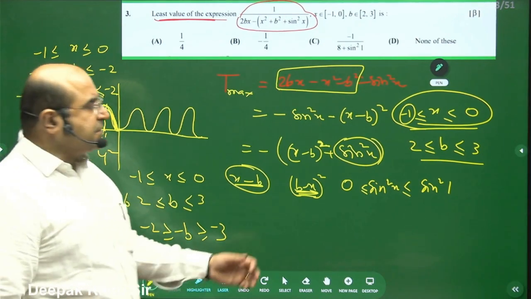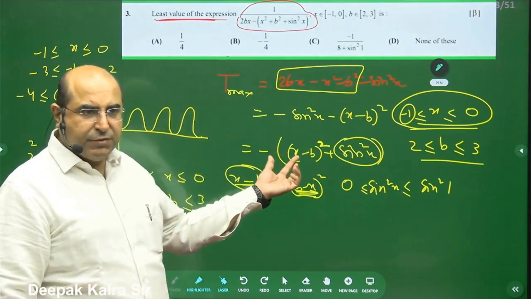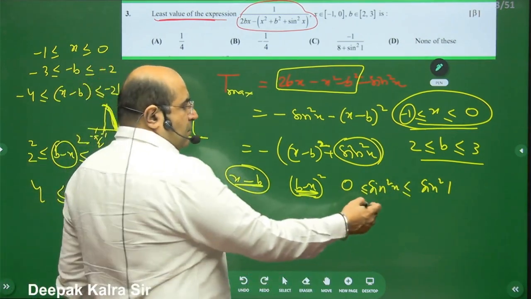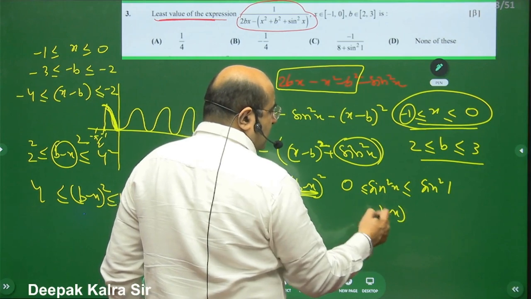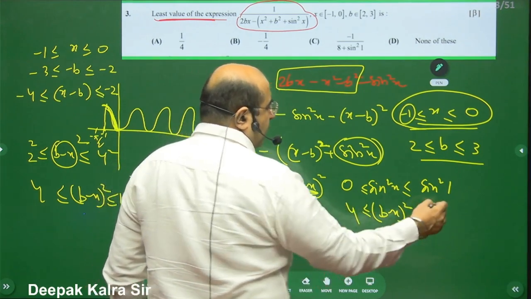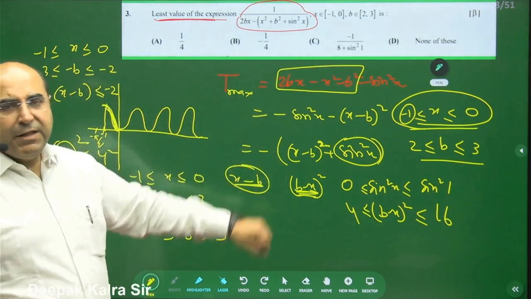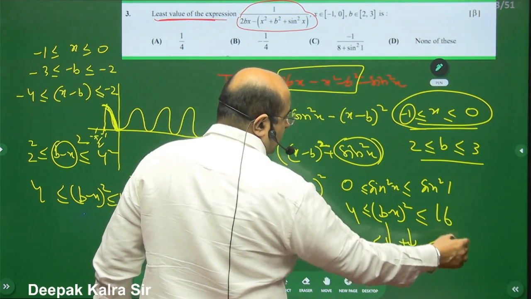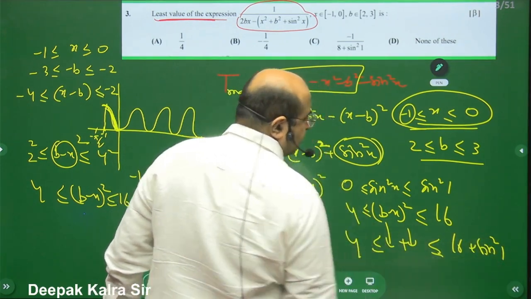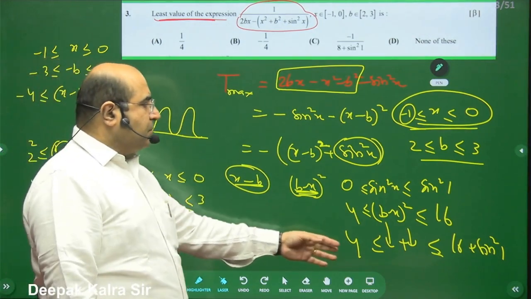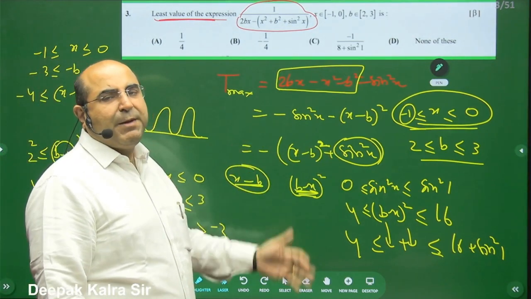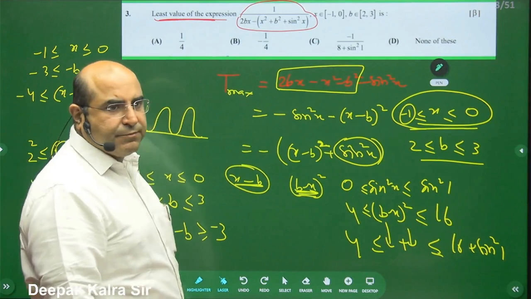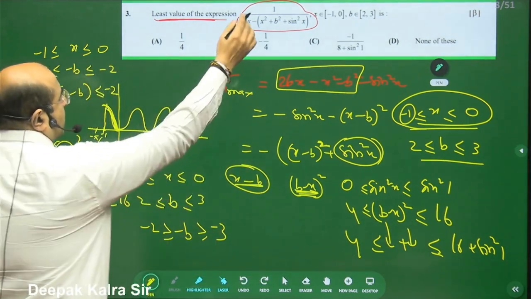When we got 4 to 16, I got the value of this from 4 to 16. I got sine square x also from 0 to sine square 1. So I got b minus x or x minus b whole square from 4 to 16. Adding them up gives me their summation to this value. Now, this is this value. We need to have a minus sign in front of it also. When we do the minus sign, it will change things. So I'll get to know this value.